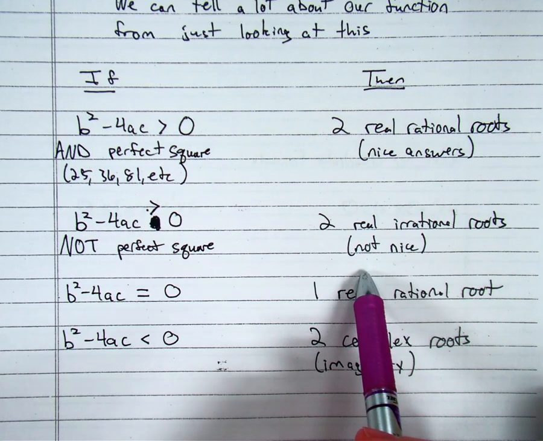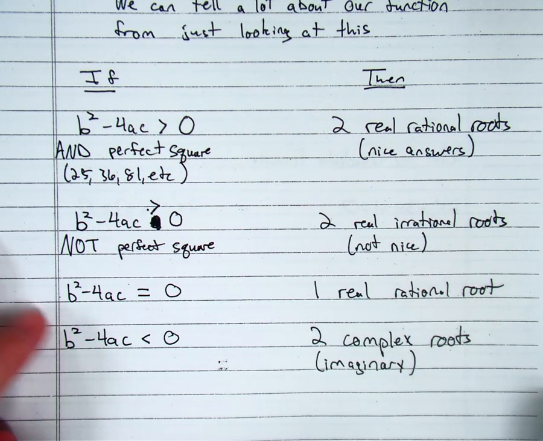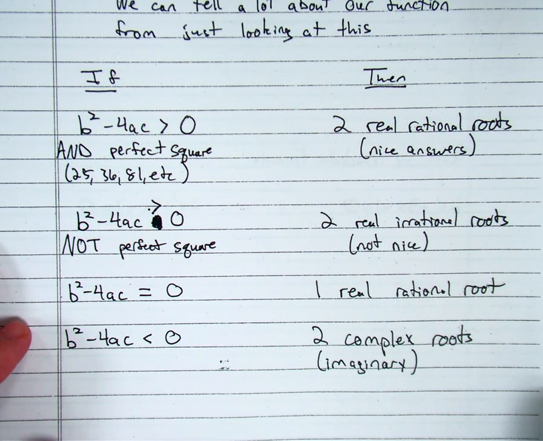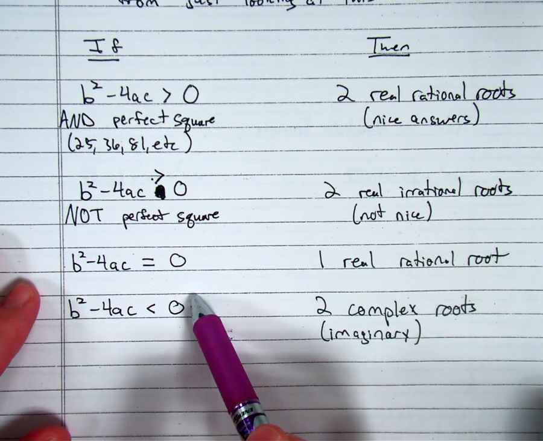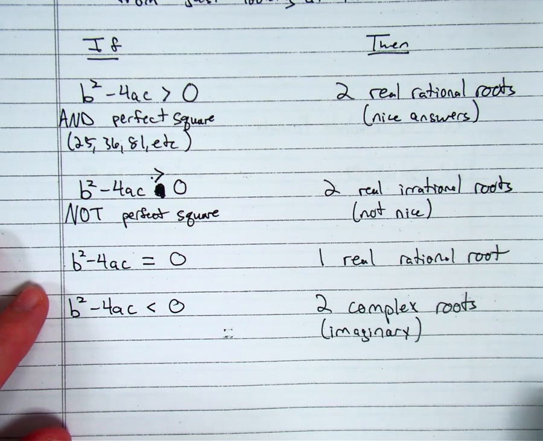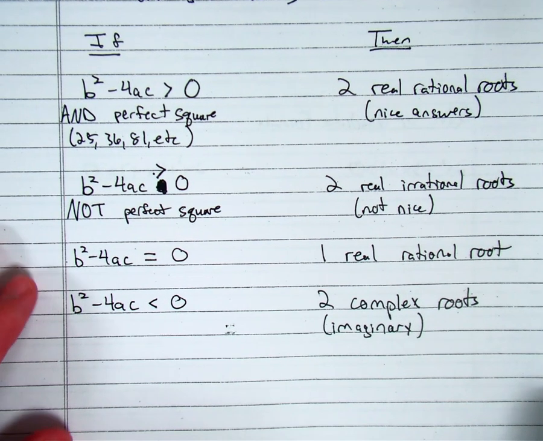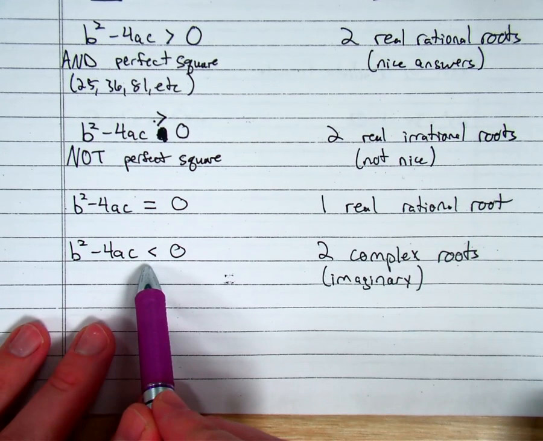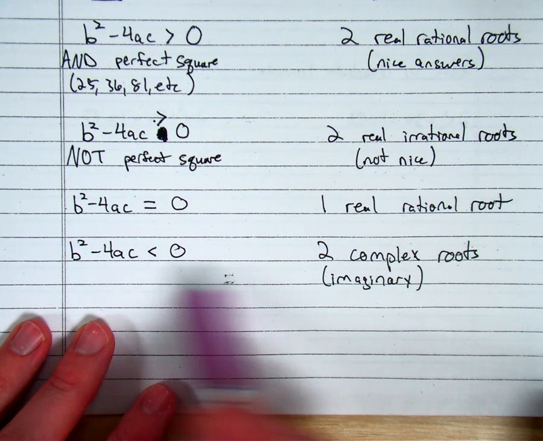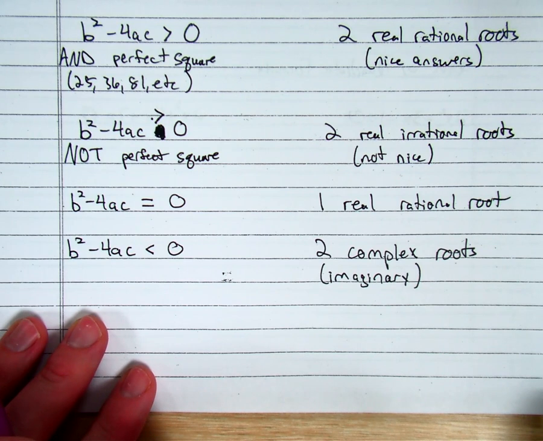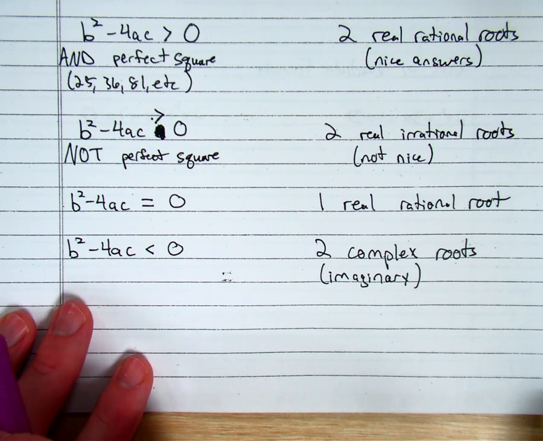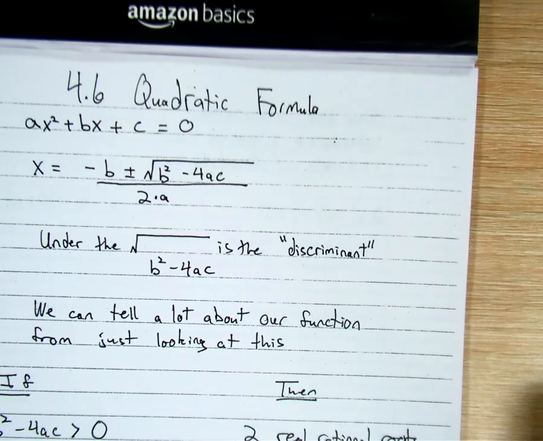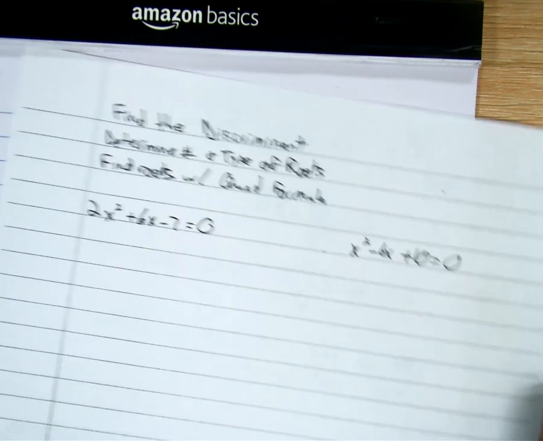I got not nice here. Not nice might be a little harsh. It's just going to have a radical left over in the answer. If it does equal exactly 0, we're going to have one real rational root, one nice answer. And if it's less than 0, negative, we're going to have our imaginary or complex answers. All right, let's get into it.